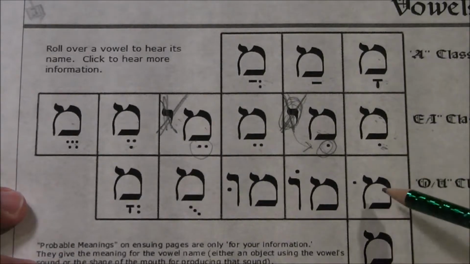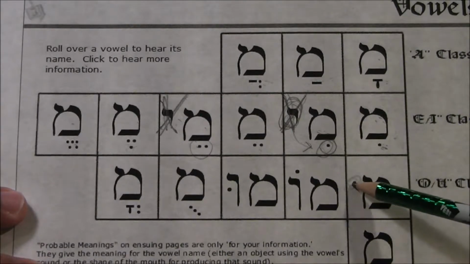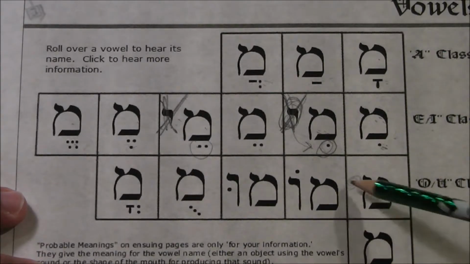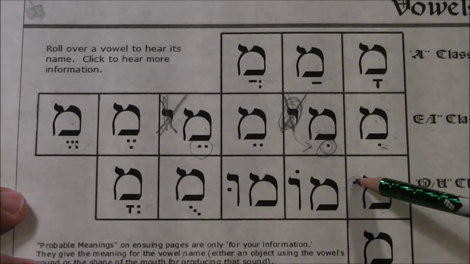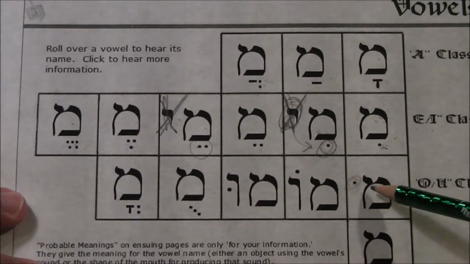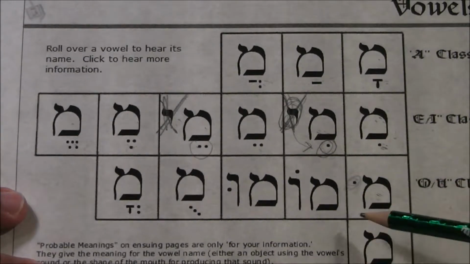Okay? Here's the OU class. This is called holum. This vowel point right here, it's holum. And it's a little different because it's not under the letter, it's up here. And it goes O, long O sound. So you read the mem, you read the vowel point, it's O, mo.